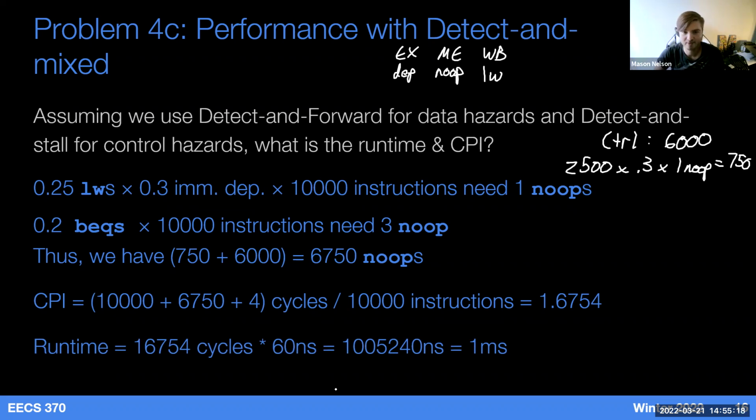So this is better than our detect and stall pipeline, but really by only about 9%. It really hasn't done us much good to eliminate all these data hazards. It's made it a little faster, but we see that most of the NOPs we've inserted are coming from these control hazards. So we want to figure out if we can eliminate those somehow, because that's what's really going to boost our performance here. The NOPs from our control hazards alone are taking a little over a third of our runtime. We see the ratio of the 6,000 to the 16,000. So let's see if we can eliminate that.